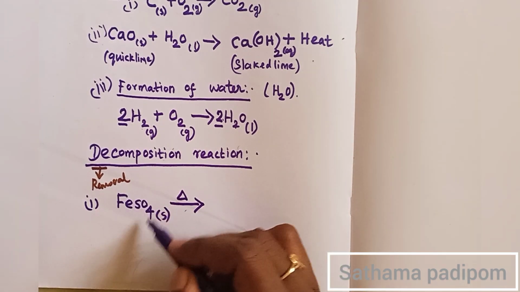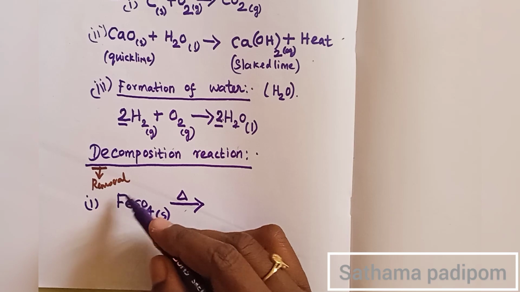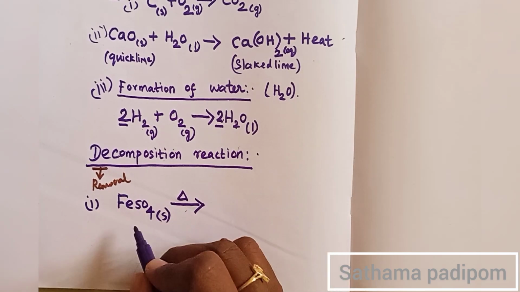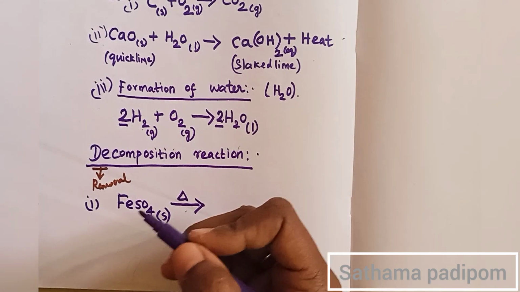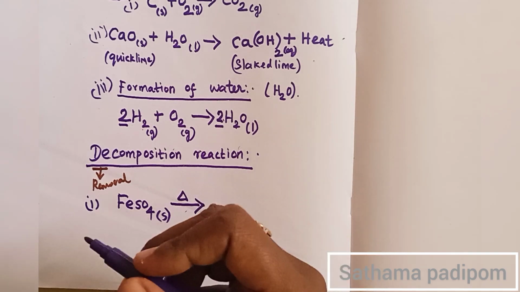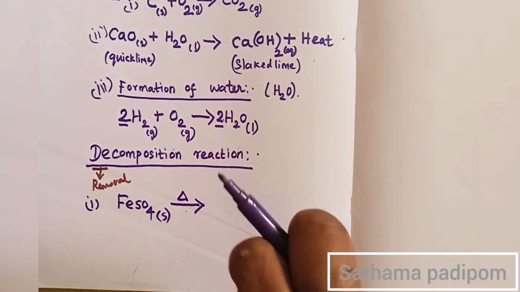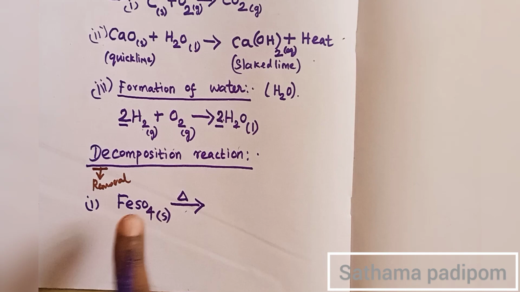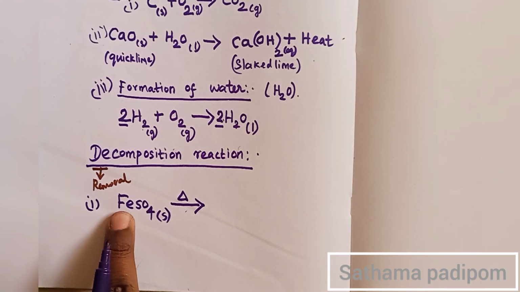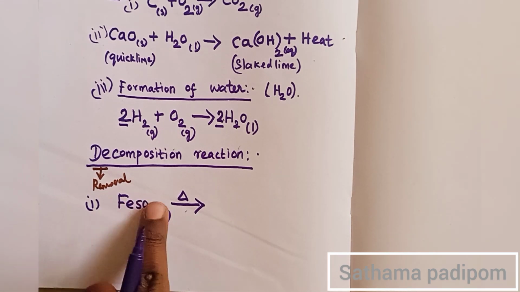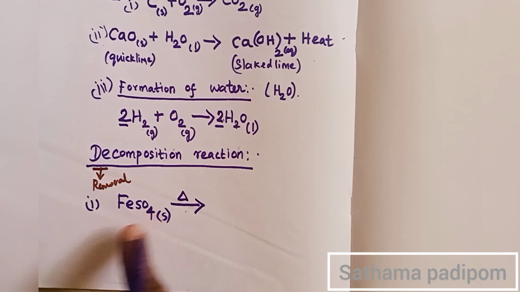This compound, okay, when will you say that it is an element and a molecule, and when will you say a compound? When two or more elements combine together, it is called a compound. So here you see iron, sulfur, oxygen. Okay, so this is called the compound, ferrous sulfate.